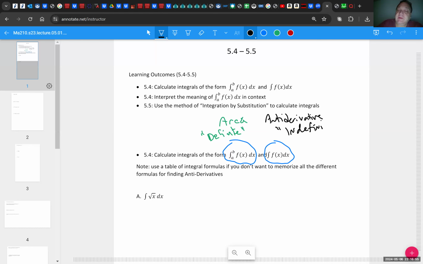Those are just adjectives. You don't have to go deeper into the meanings of them, but I really do need you to remember that the definite version with the a and the b always represents an area, which is a number. The area is 17. The second one with no a and b represents an antiderivative. So the answer is a function. The antiderivative is x squared plus sine x, right? It is a function. So they're very, very different critters.